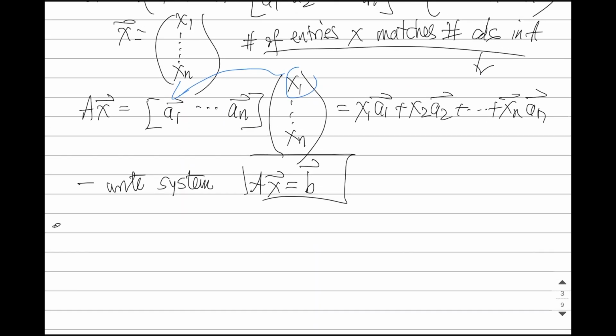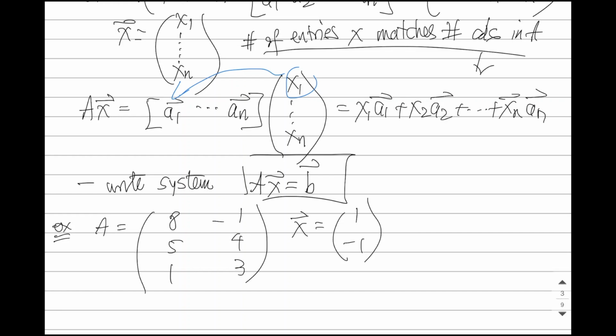Just as an example, a computational example, this is the system we had earlier, 8, 5, 1, -1, 4, and 3. And our vector, let's just pick a vector. Let's say it's 1 and -1. Now remember this matrix here, if we use this definition, we think of this as A1 and A2. Each one of these Ai's lives in R3, 3 entries. There are 2 columns, so that means this vector has to have 2 entries.